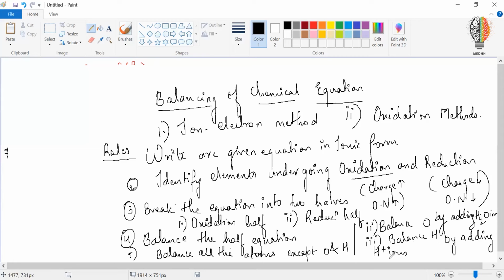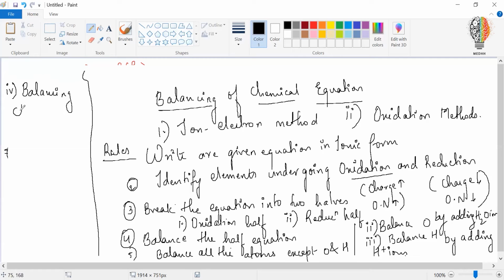And then the last one is balancing the charge. I'm writing it over here. Whenever you see an equation, you have to balance the charge, balance the atoms, and balance the mass. Everything should be balanced, right? So what are you going to do to balance the charge?